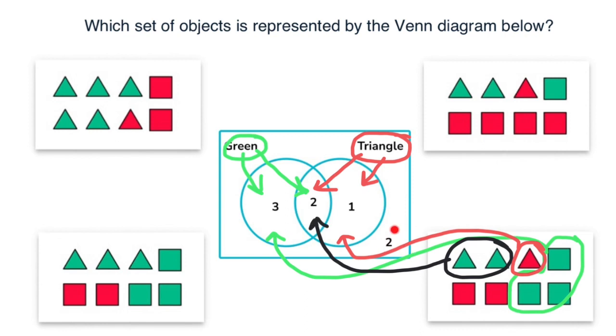And lastly, these two objects shouldn't be green like the objects in this circle, and they shouldn't be triangles like the objects in this circle. And by the way, we don't have any other options. So it has to be these two red squares that go here.